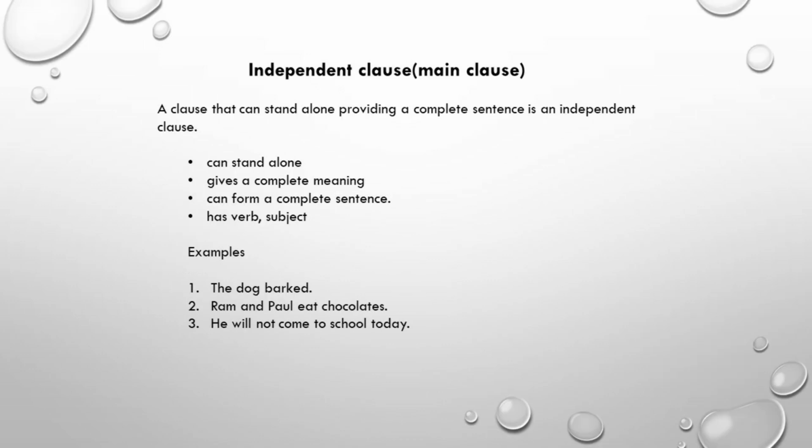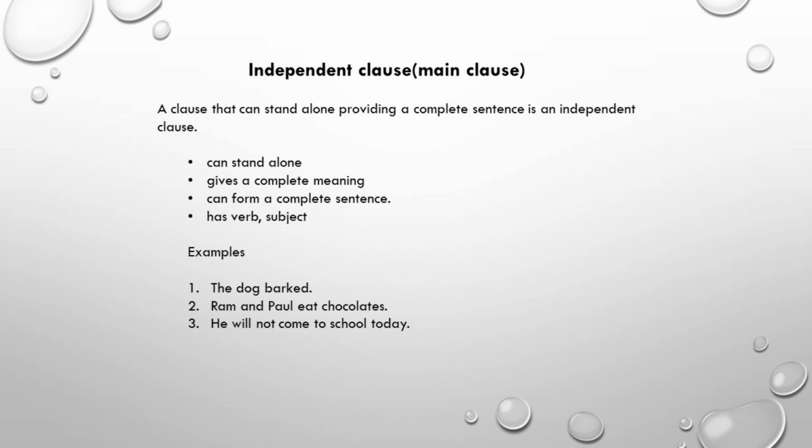Starting with independent clause. Independent clauses are also called as main clause. It is a clause that can stand alone, providing a complete sentence. நம்ம இப்பதான் படிச்சோம் that clauses may or may not give complete sense. So independent clause அப்படிங்கிறது என்னன்னா a clause that gives complete sense. So what is the role of independent clause in a sentence? It can stand alone, it gives a complete meaning, it can form a complete sentence, it has verb and subject.